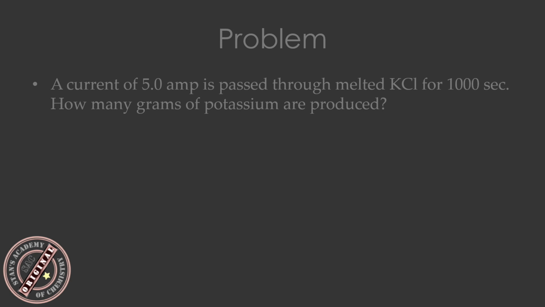So now we have to write a chemical equation for the reaction that is taking place at the cathode, which is reduction, and then we have to calculate the number of moles of electrons that are actually flowing through the circuit. Once you have the number of moles of electrons, you can calculate the number of moles of potassium ions that are actually reduced. That's what we're going to do here.